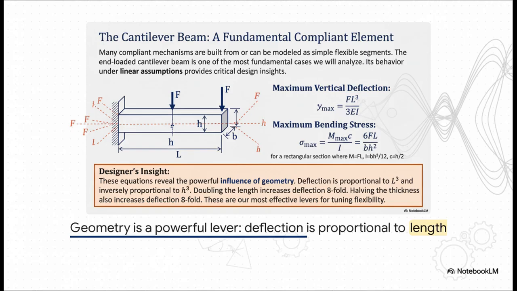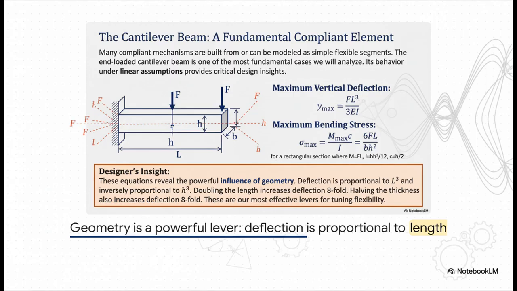Take a look at the deflection formula. Notice how both the length L and the thickness H are cubed? That's huge. It means geometry is by far our most powerful tool for design. If you double the length of the beam, you get 8 times the deflection. If you cut the thickness in half, you also get 8 times the deflection. It's this exponential relationship that lets us fine-tune our mechanisms to get the exact amount of flexibility we want.